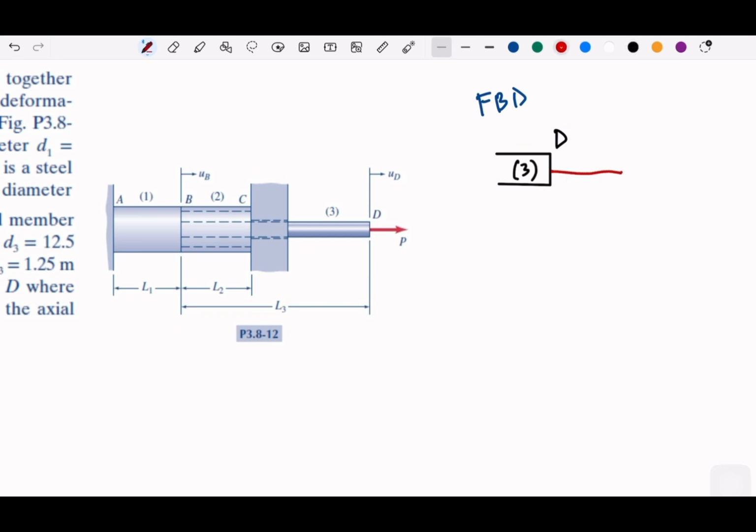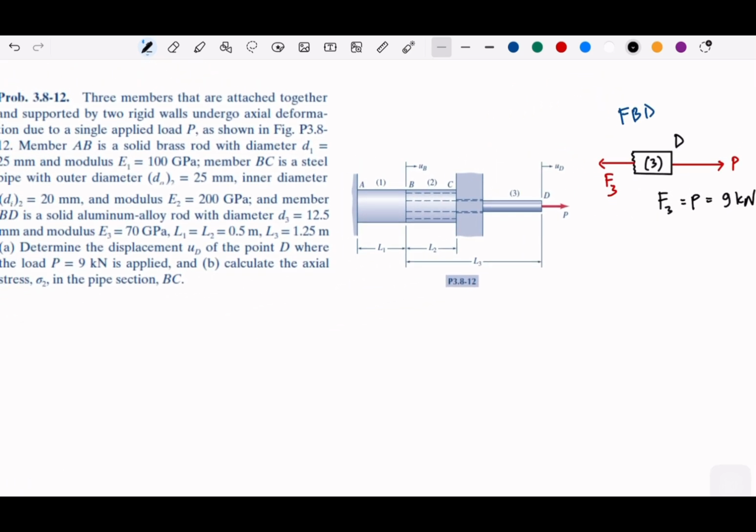We have the load P and we have reaction force. Let's say we have F3. Okay. Now from this FBD, we know that the F3 will equal to P will equal to 9 kilonewton. Okay. I think easy to follow.